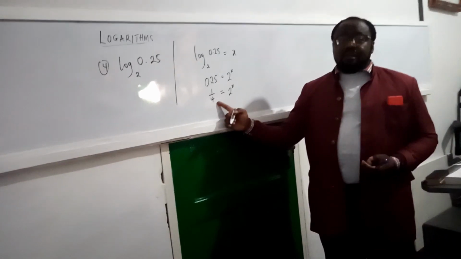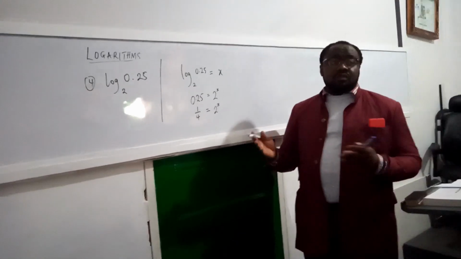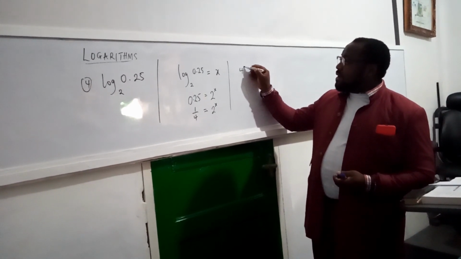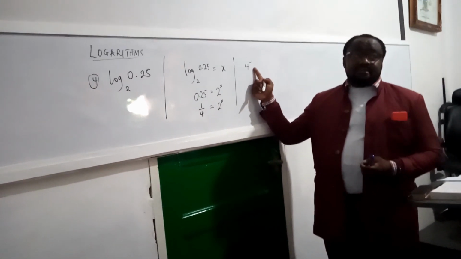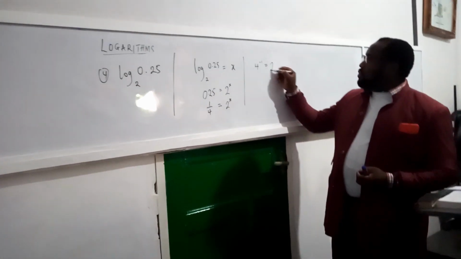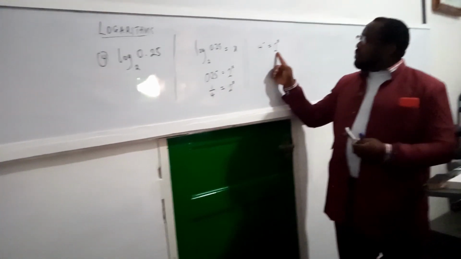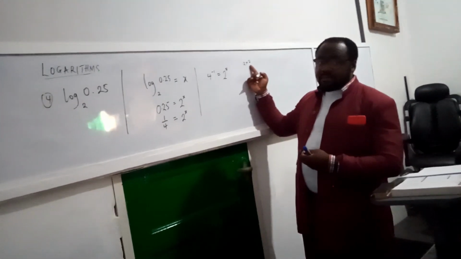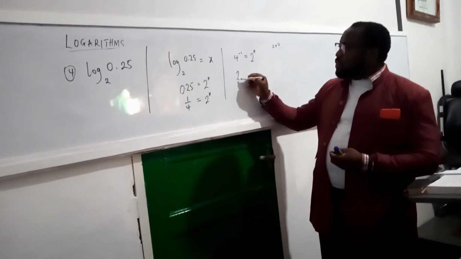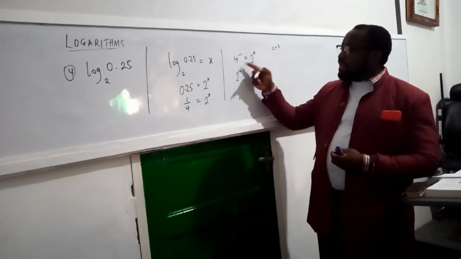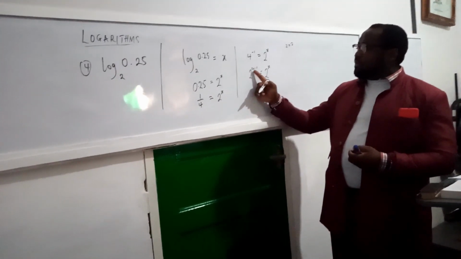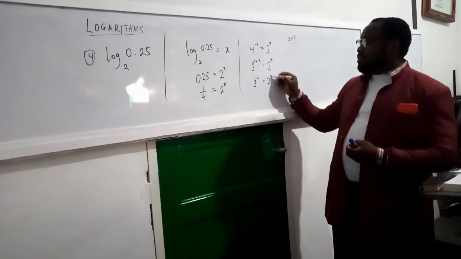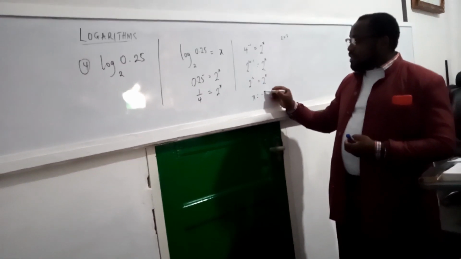Now, when I have 1 over 4, you have to also know, according to the rules of mathematics and indices, that 1 over 4 is the same as 4 to the power negative 1. And let's continue. This is equal to 2 to the power x. So now, how many times do 2 go into 4? 2 times 2 is 4. So this is the same as 2 to the power 2 times negative 1, which equals 2 to the power x. 2 times negative 1 is the same as negative 2, equal to x. Therefore, x is equal to minus 2.